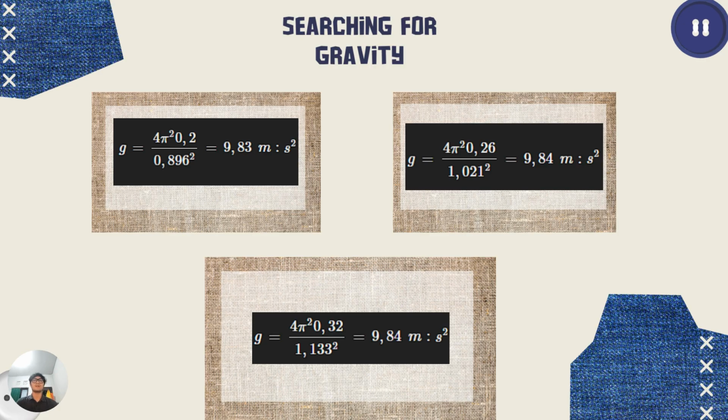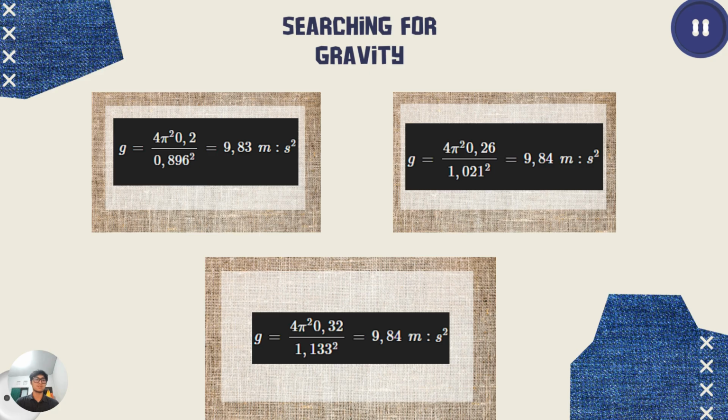Now, this is how we find the gravity for each of our experiments. I'm taking a little liberty to use the highest trial of each experiment. First, g equals 4 pi squared times 0.2, the length, over 0.896 squared, which equals 9.83 meters per second squared. The second is g equals 4 pi squared times 0.26 over 1.021 squared, which equals 9.84 meters per second squared.